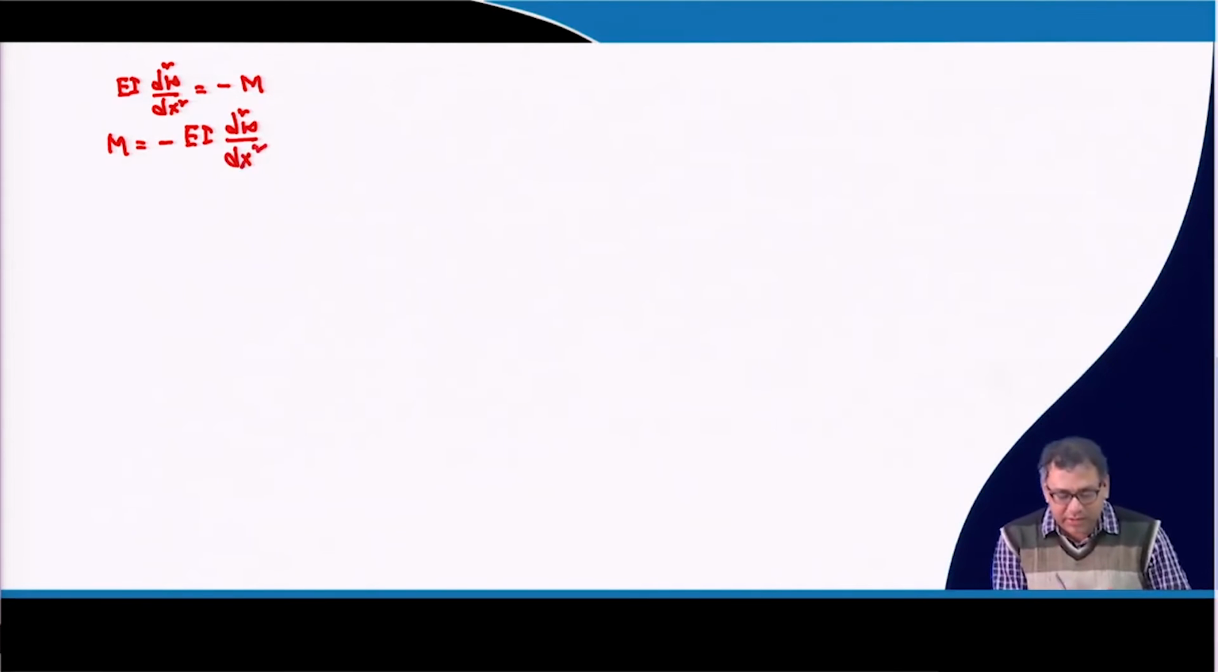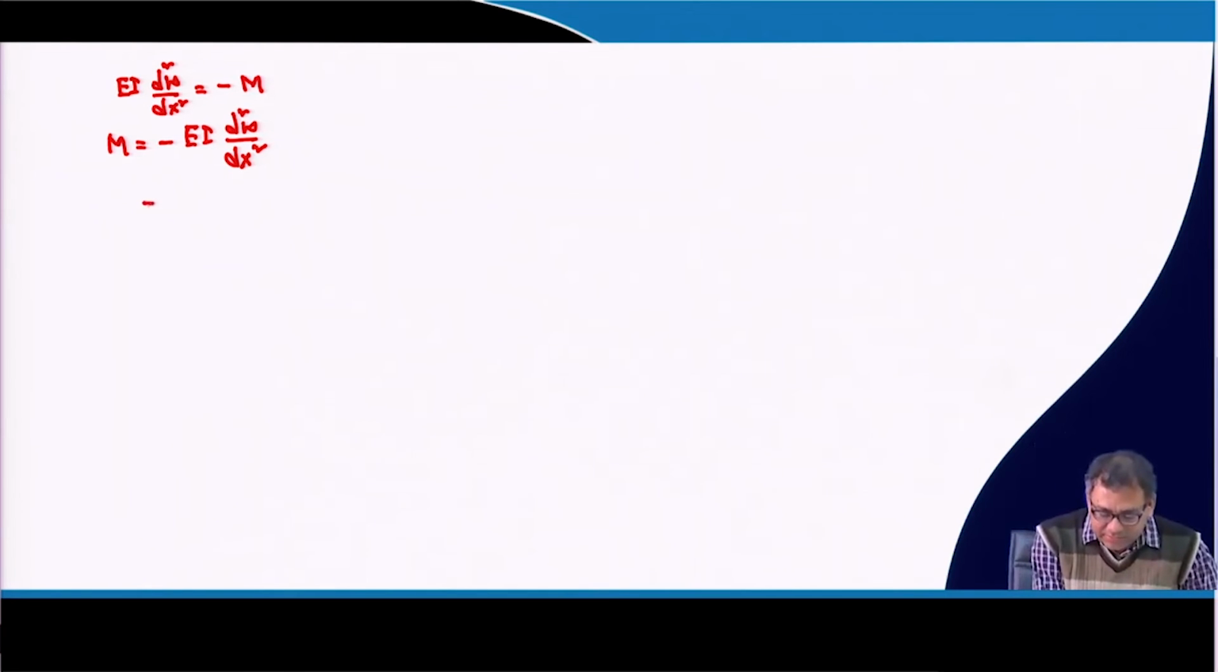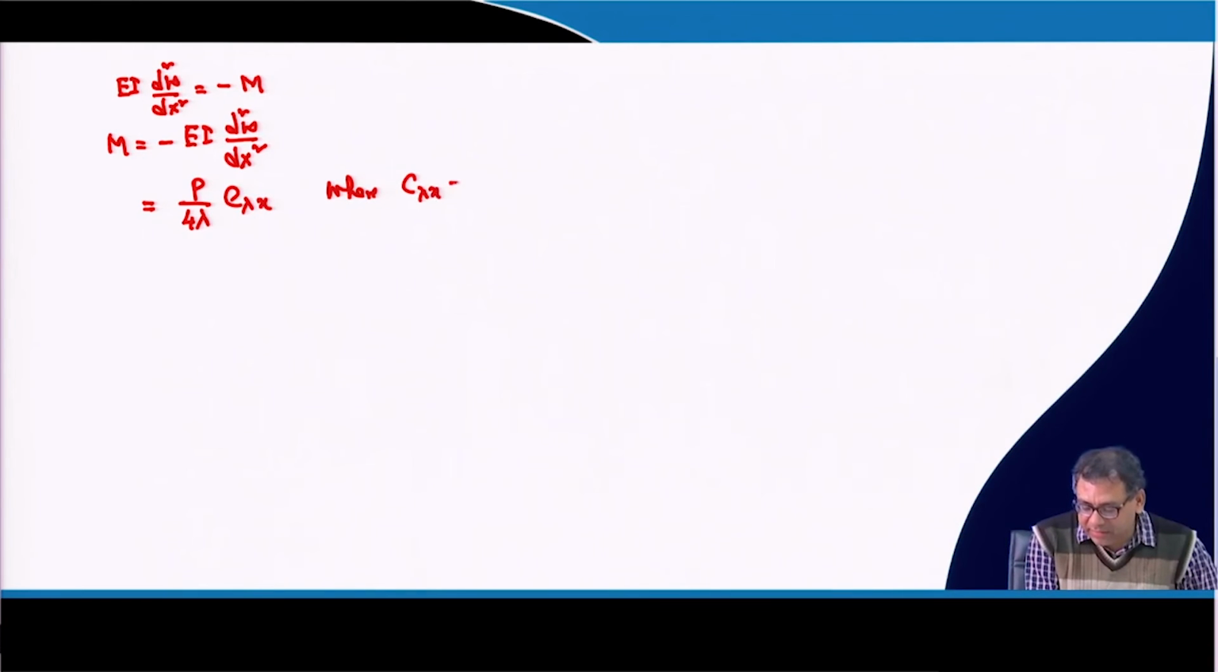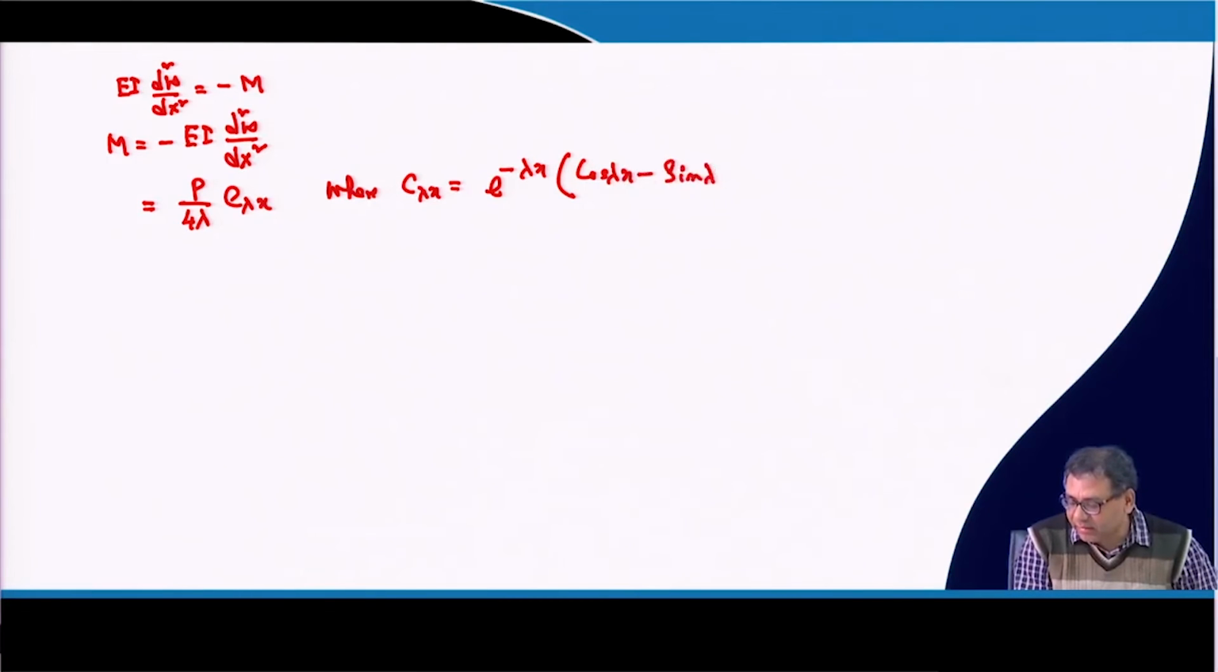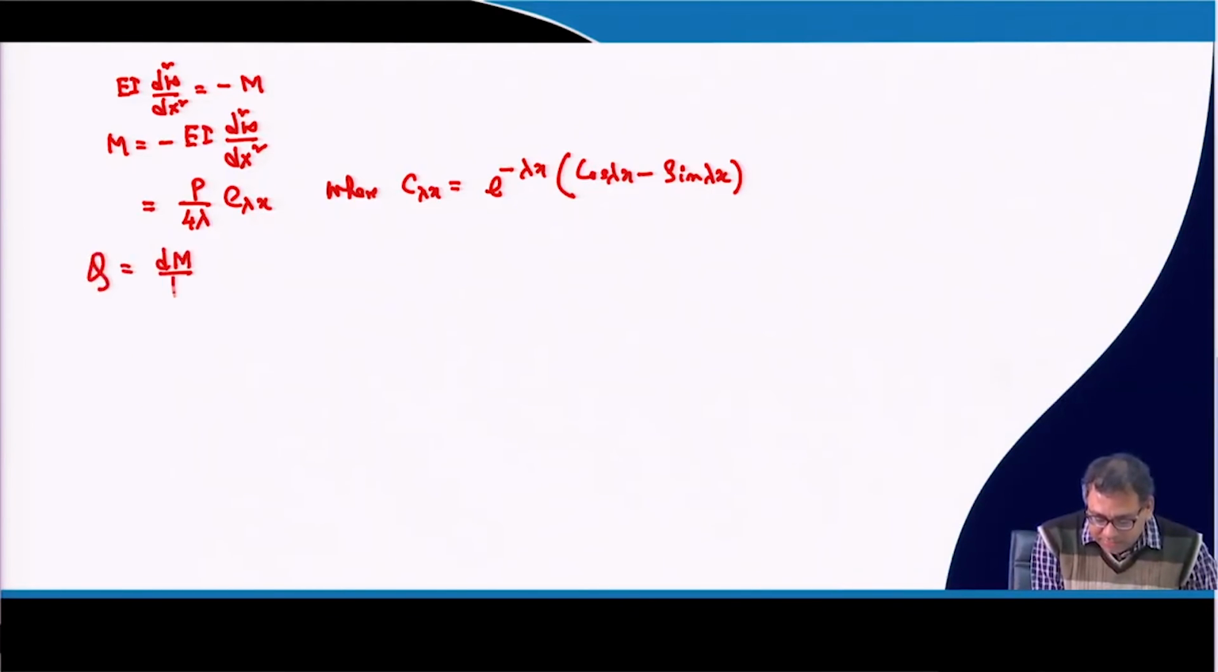So, now if I do the d square W dx square, then put those values and simplify it, then I will get the equation of m, that is P by 4 lambda into C lambda x, where C lambda x is equal to e to the power minus lambda x into cos lambda x minus sin lambda x. Similarly, I will get the shear force, which is basically dm by dx.